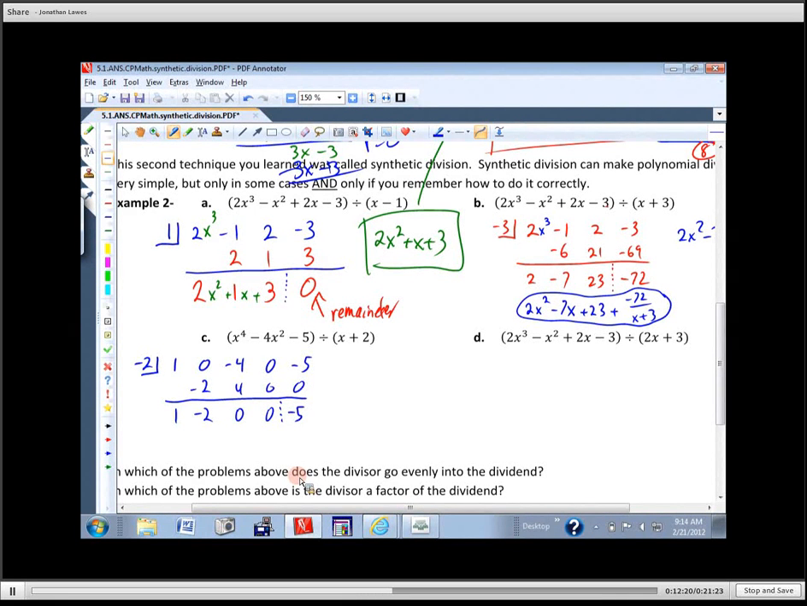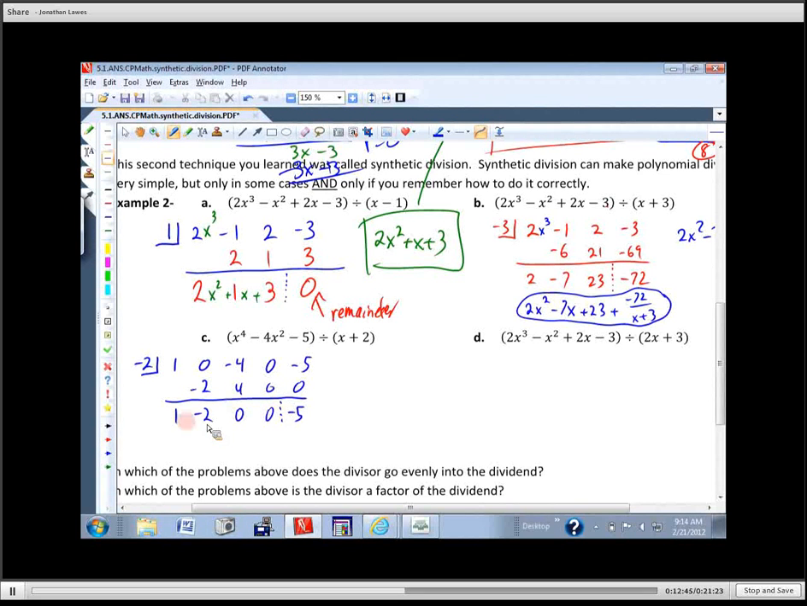Now, it's a pretty simple process, so don't make any silly mistakes. I brought the correct number down. I multiplied correctly. I added correctly. Multiplying here, let's see, you get a 4. That gives you a 0. When you multiply, you get a 0. So did I make any silly mistakes on this one? No. Okay. So what's left here, these numbers represent the quotient.